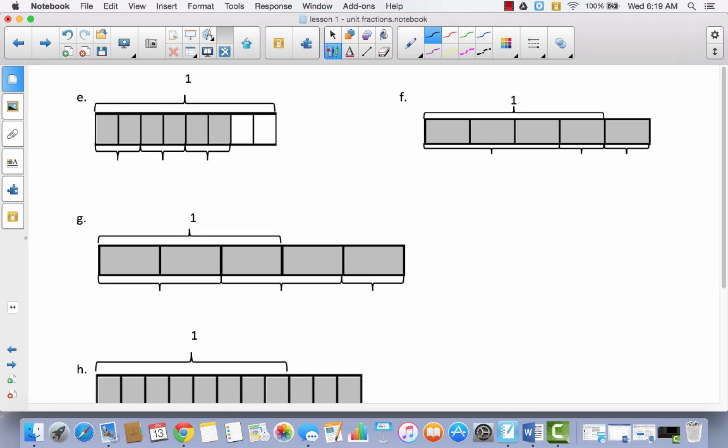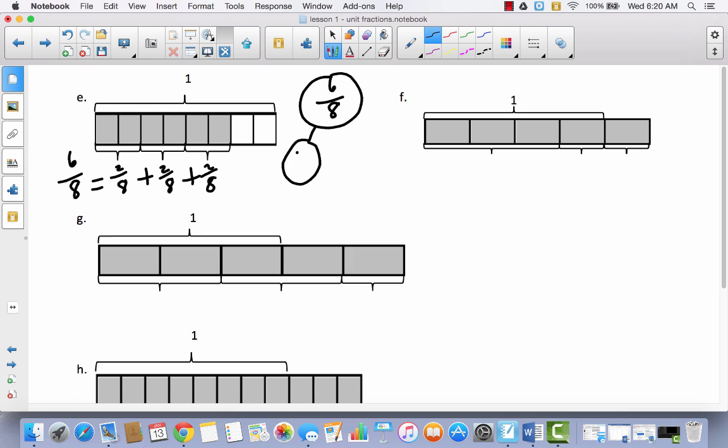All right, so for E, see if you can do this one by yourself and then come back. All right, so I've got 1, 2, 3, 4, 5, 6, 7, 8 parts. So this would be 2/8, 2/8, 2/8. Altogether, I have 6/8, which equals 2/8 plus 2/8 plus 2/8. And my number bond would look like this, 6/8. And I'm going to break this down into 2/8, 2/8, and 2/8.